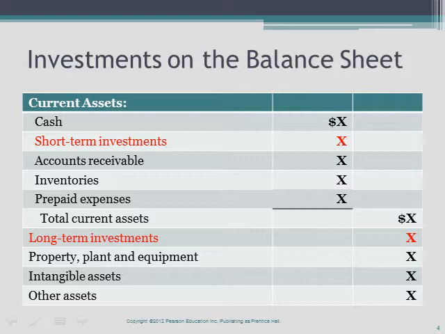This table shows where short-term and long-term investments appear on the balance sheet. Assets are listed in order of liquidity. Long-term investments are less liquid than current assets, but more liquid than property, plant, and equipment. Short-term investments are reported immediately after cash.